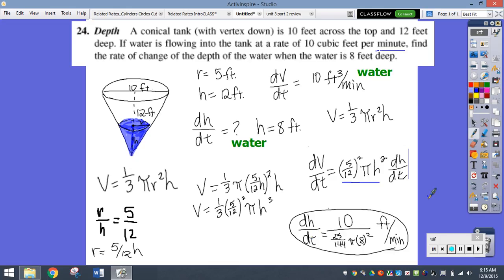And so that is how you would complete a word problem for related rates that dealt with a cone-shaped tank being filled with some substance.